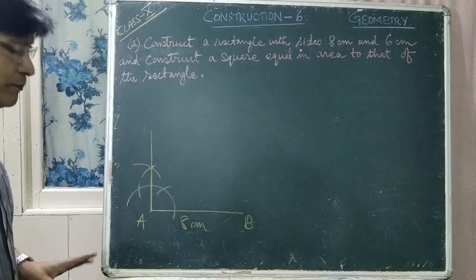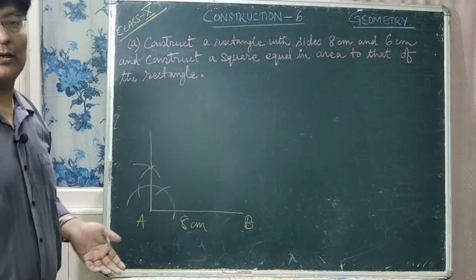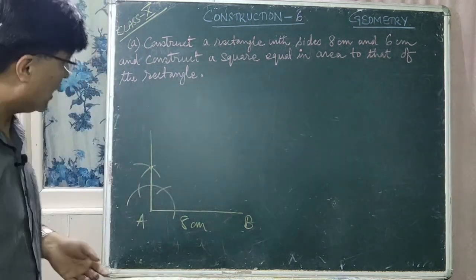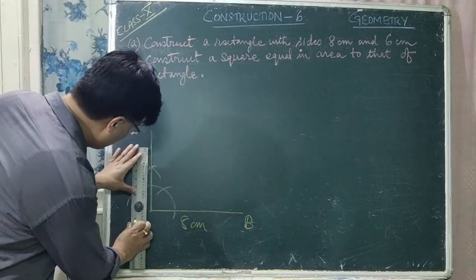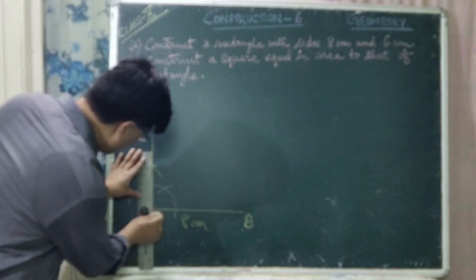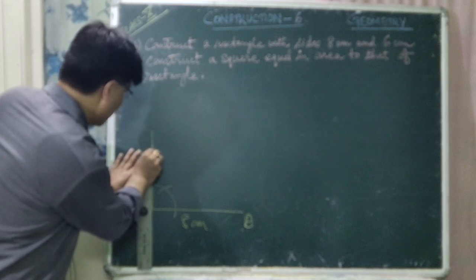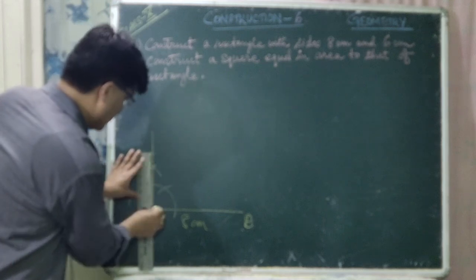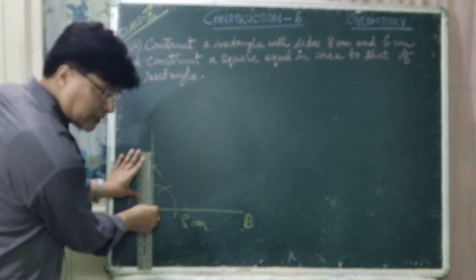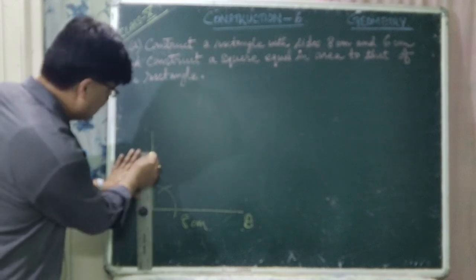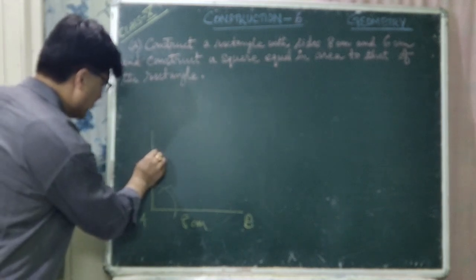Is that clear to all of you? Point A and this point are joined and it is extended above the line AB. Now you have to measure 6 centimeter. This is 6 centimeter and this is your 0. So this is your 0 and this is your 6. 6 is at A and this is your 0. Measure it. Suppose this is D.